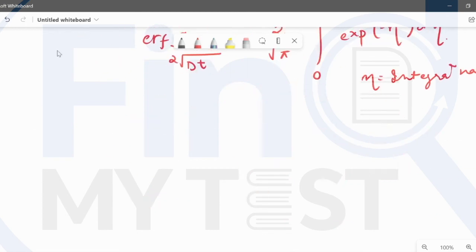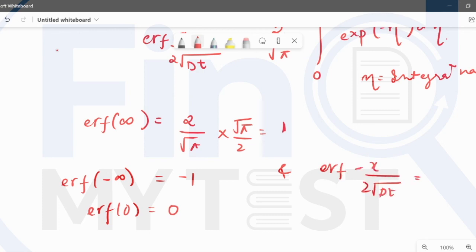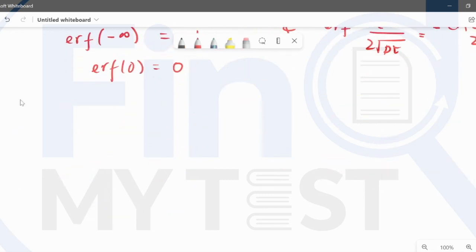So, some common error functions. Error function of infinity is equal to 2 upon root pi into root pi by 2, which is equal to 1. Error function of minus infinity is minus 1. Error function of 0 is 0. And ERF of minus x upon 2 root Dt is equal to minus ERF of x upon 2 root Dt. So this was the solution for Fick's second law.